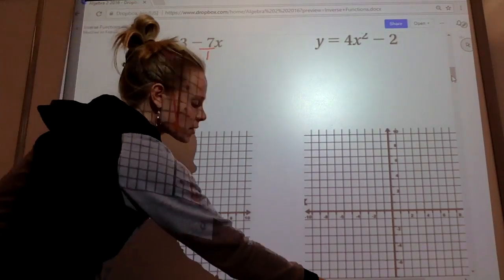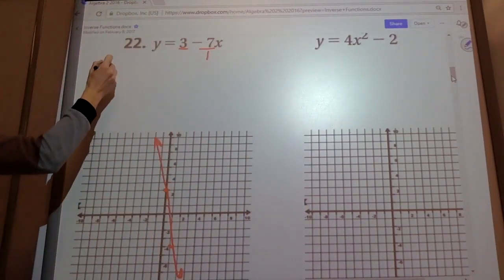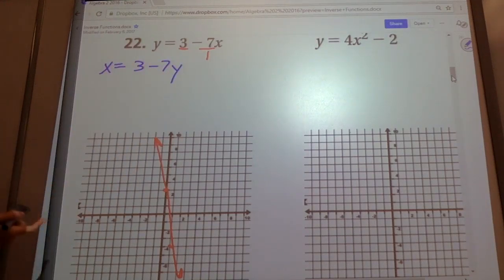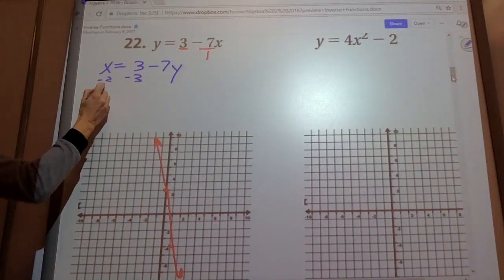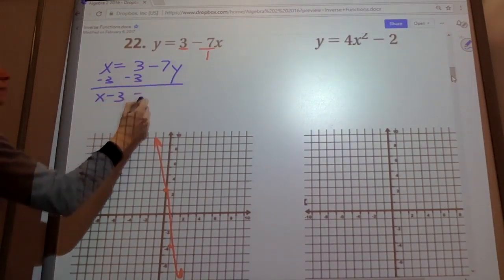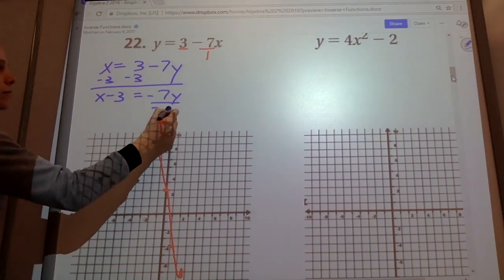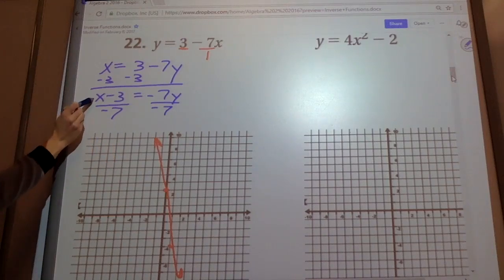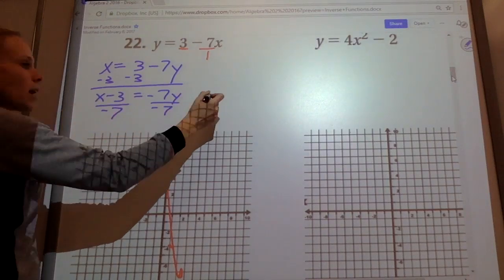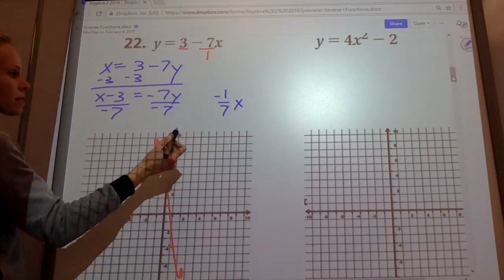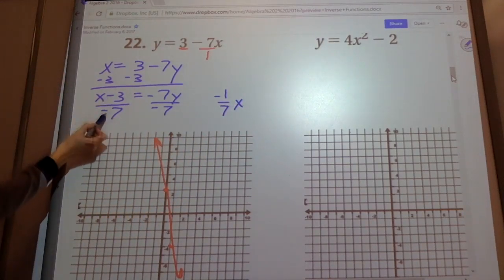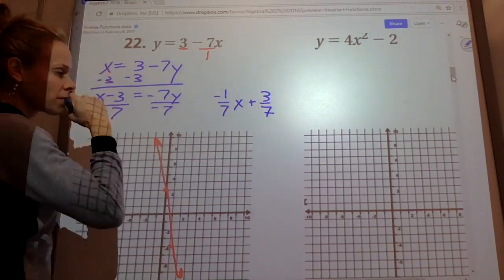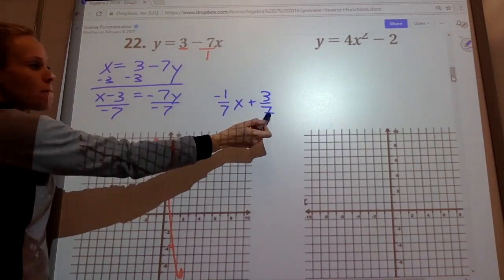And then I can do the inverse function, and again the inverse function would be switch my x and y and solve for y. So subtract 3, divide by -7, right? And let's put that in slope-intercept form. Remember there's a 1 in front of that x, so I would have a -1/7 x. And then this is a double negative, so that's going to become a positive 3/7.